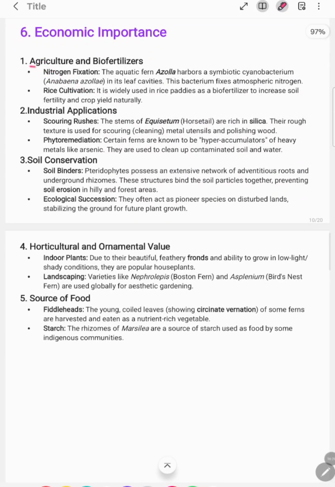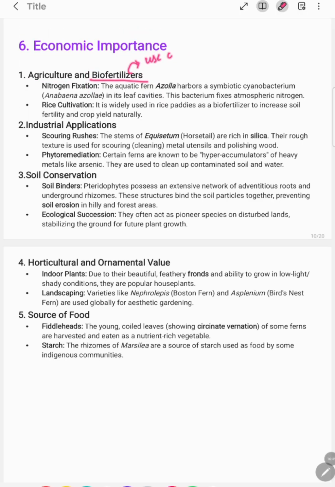See, they are used in agriculture and biofertilizers. Okay, what are biofertilizers? See, use of the biological agents as the fertilizer instead of your chemical fertilizers. Okay, so in nitrogen fixation, see, aquatic fern, one of the aquatic ferns is your azolla.